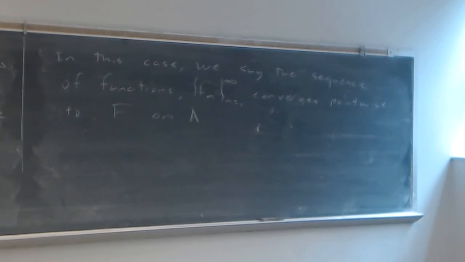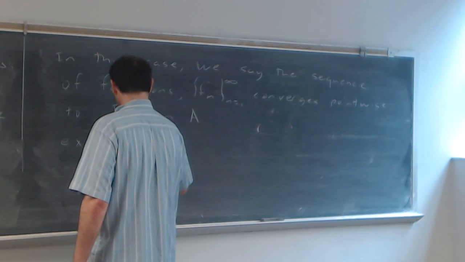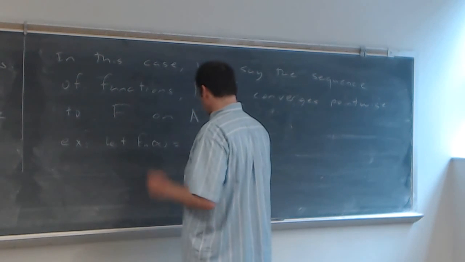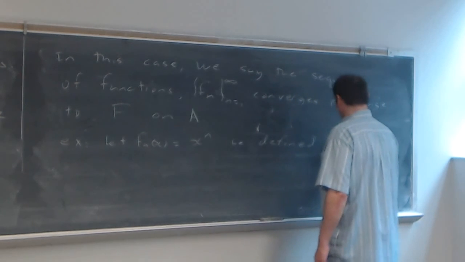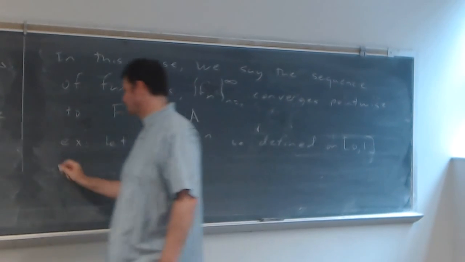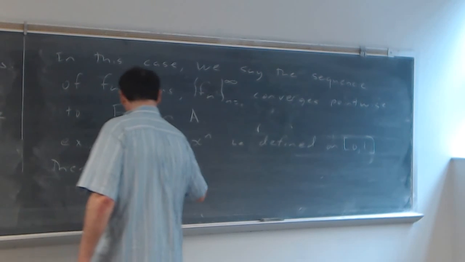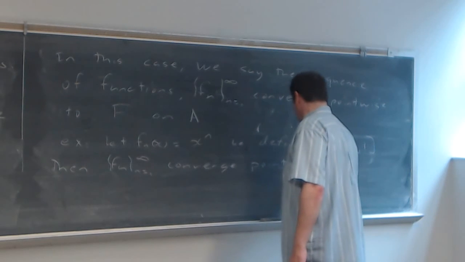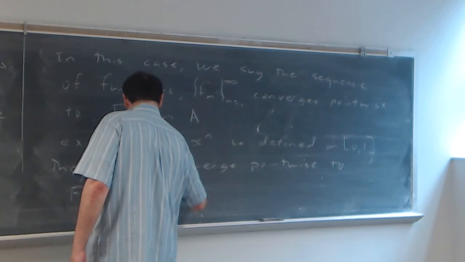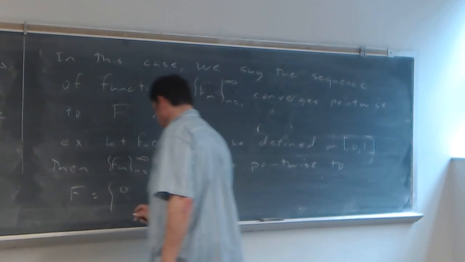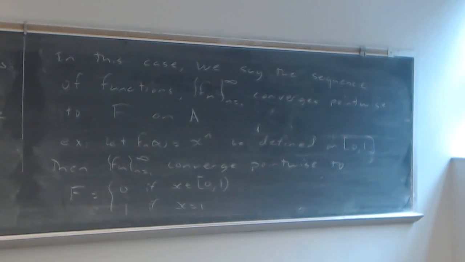I'd like to look at one example of this. So my example is we'll let f sub n of x equal x to the n be defined on 0 to 1. Then the sequence f sub n converges pointwise to f defined by 0 if x is an element from 0 to 1 but not including 1, and it's equal to 1 if x is equal to 1. And I'm just going to illustrate this with a picture over here.